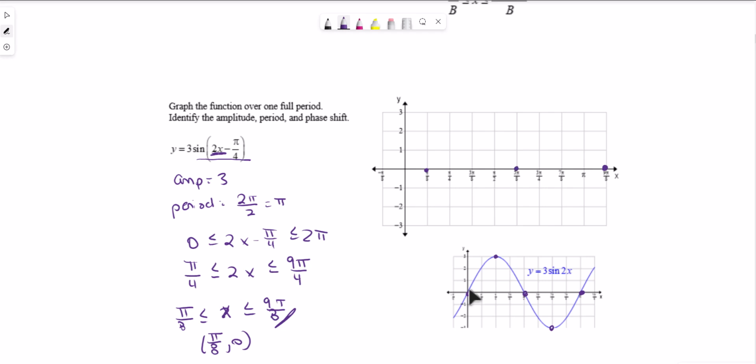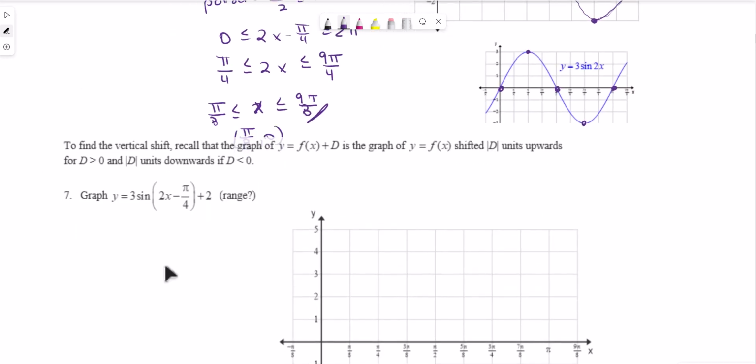The highest it's going to be is 3. And the lowest it's going to be is negative 3. So this is an easy way to do it because we know it's going to have to hit all those points. So we're just going to go kind of like halfway. It's cyclical. So there we go. There is our graph. Perfect.